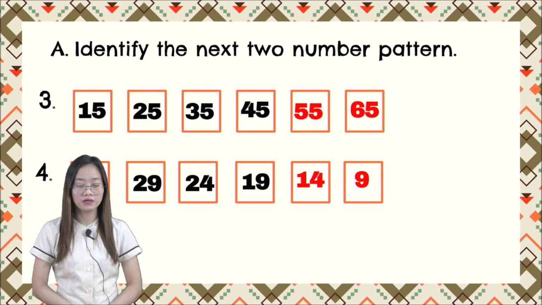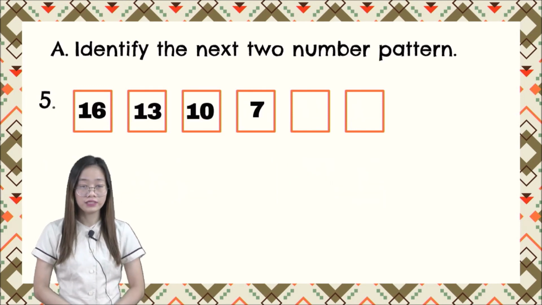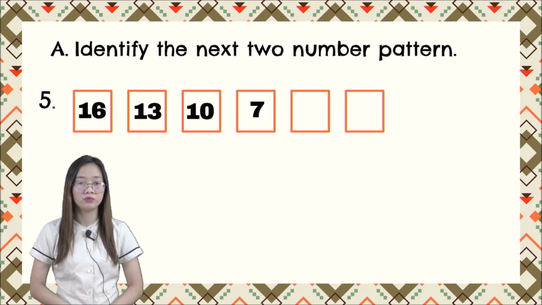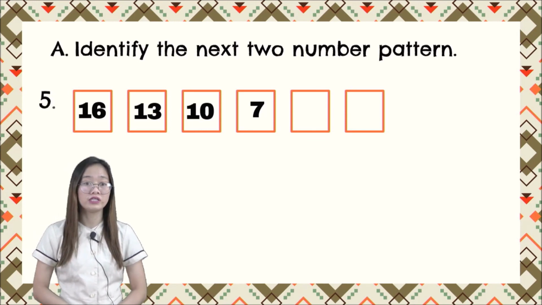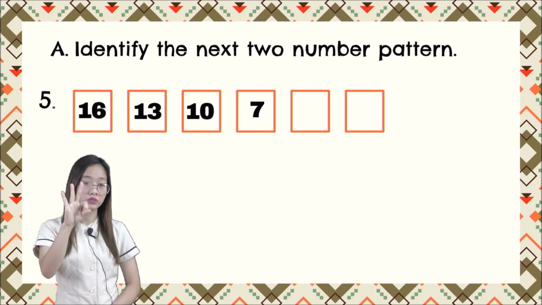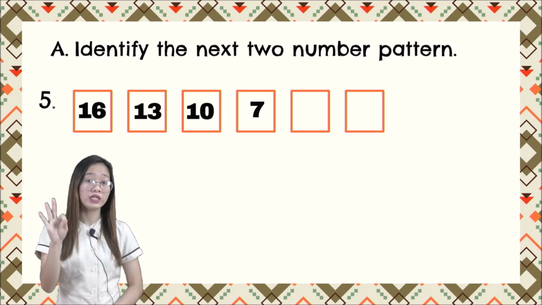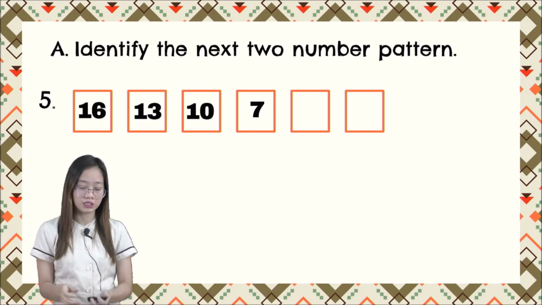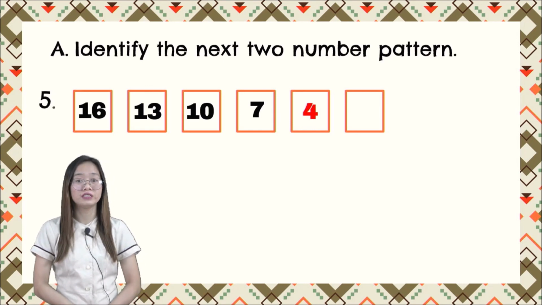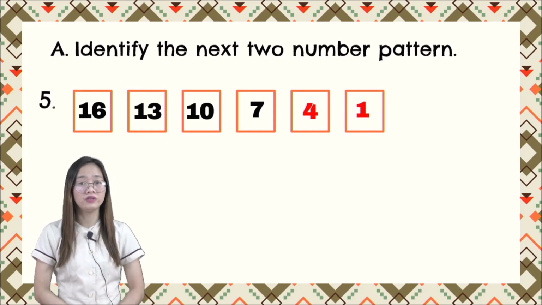Now let's have the last one. 16, 13, 10, and 7. This one also is in decreasing order. We need to subtract. So 16 and 13 are the two consecutive numbers. Now we need to find the difference of the two. 13, 14, 15, and 16. So the difference is 3. So now we need to subtract. 7 remove 3 is equal to 4. And then 4 remove 3 is equal to 1. Do you understand?